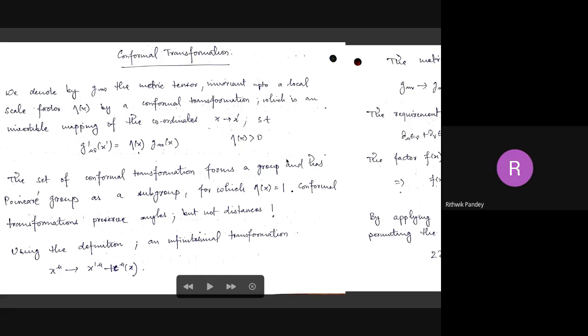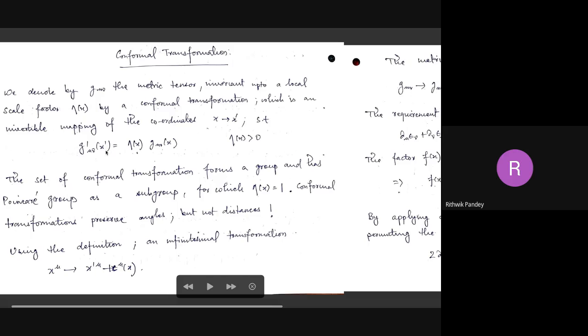Okay. So when we do this coordinate transformation, the metric should scale by a local factor, and this local factor is a very important thing here because it can be dependent on the point. It shouldn't be a constant. Another condition is that it should be greater than zero. So what we want to find is all such transformations which adhere to this rule.